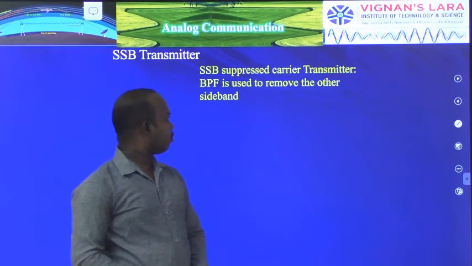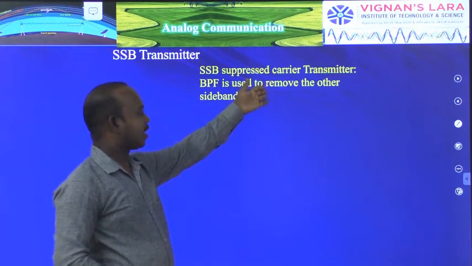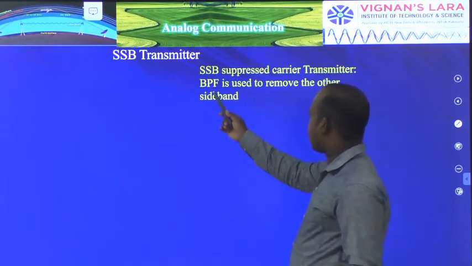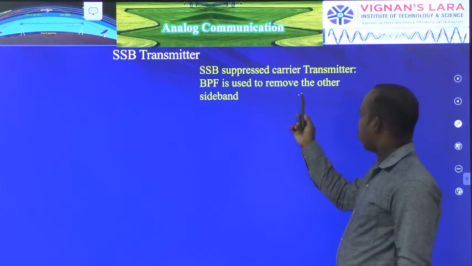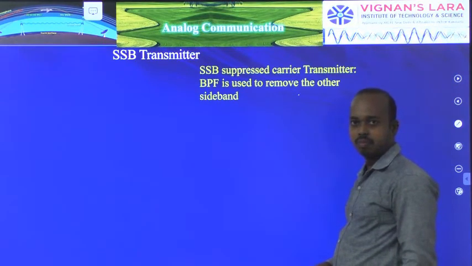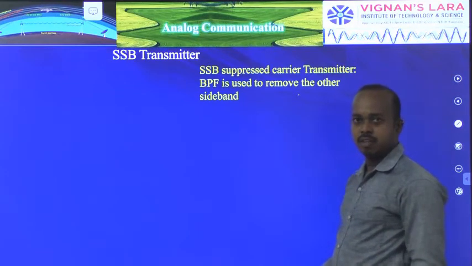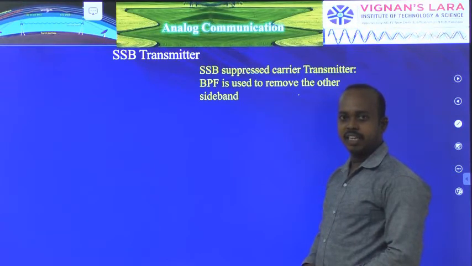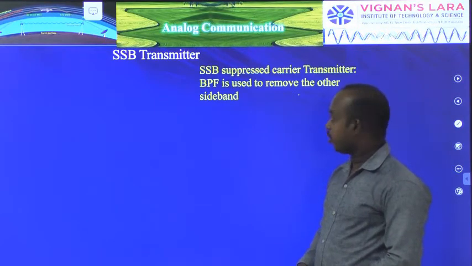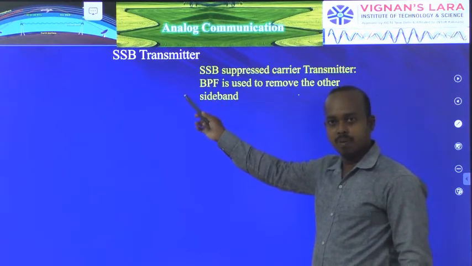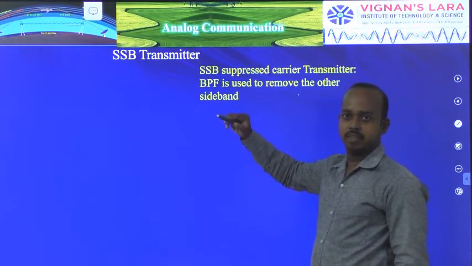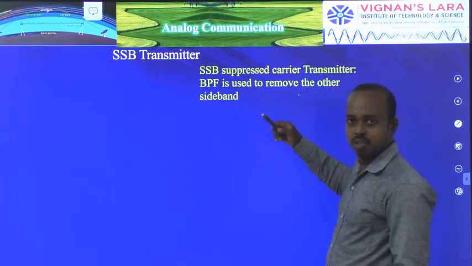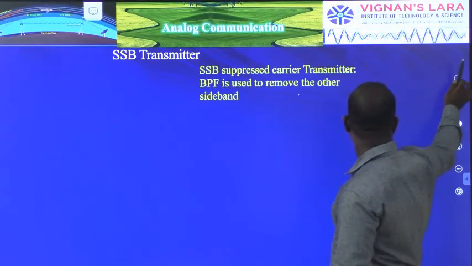In that, the popular one is the SSB suppressed carrier transmitter. A bandpass filter is used to remove the other sidebands. In the previous case, we said DSB-FC can take more power. By using SSB, we minimize the power levels by reducing the sidebands. How can you remove that? We already studied it in our previous sessions. Now we will see the block diagram.